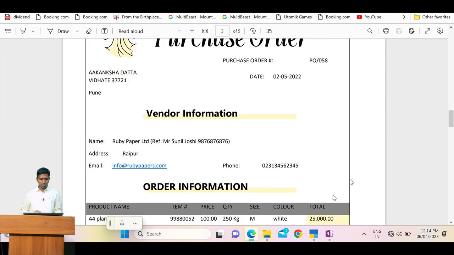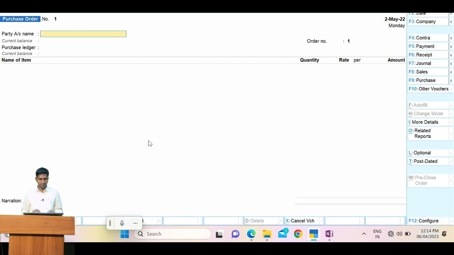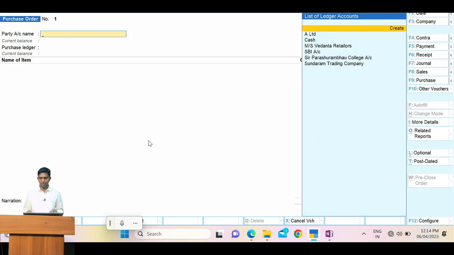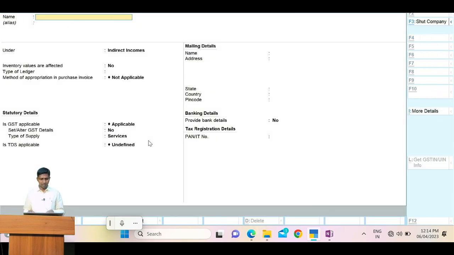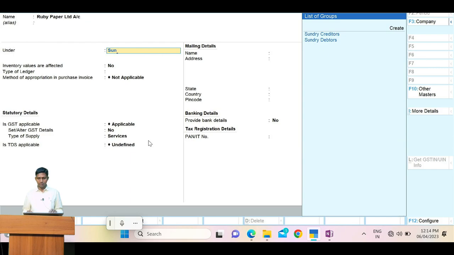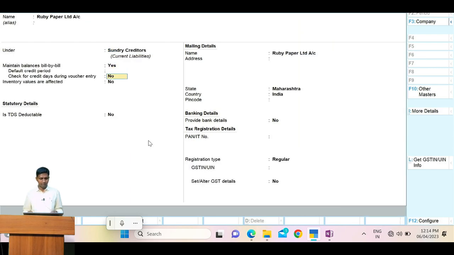To whom are you giving? You are giving to Ruby Paper Limited. Copy Ruby Paper. Whatever Tally is asking, just copy that from your assignment question and type. Control V. You will not get that, because Ruby Paper we haven't yet created. Then create. Control V, Ruby Paper Limited account. And then what? It is related to purchase, therefore sundry creditors. Maintain, yes.